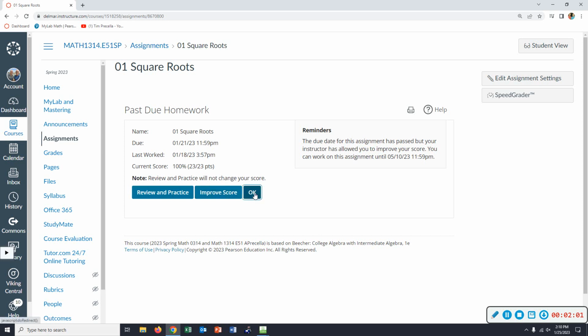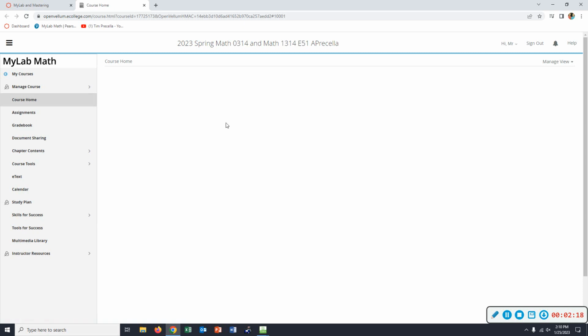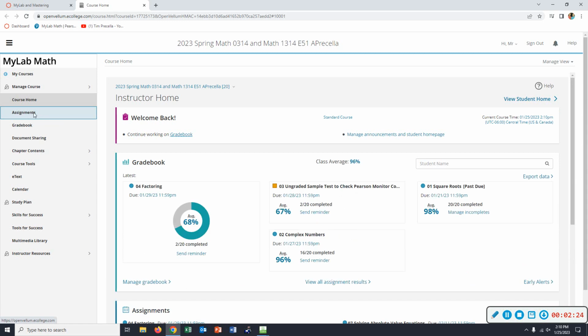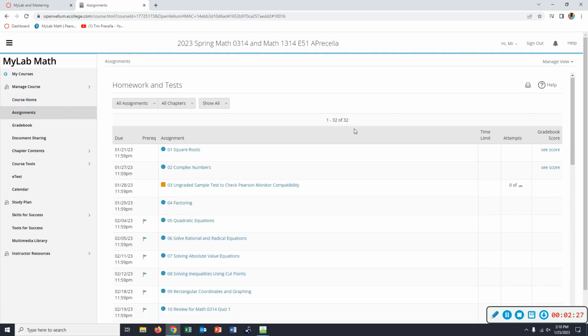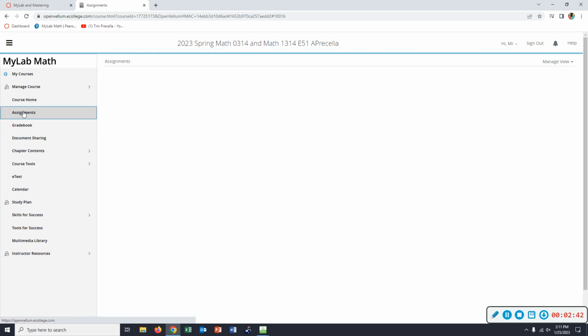Another way you can access all the assignments is, if you click on My Lab and Mastering and open My Lab and Mastering, then you have the Pearson homepage, which lists assignments and has a grade book. That was the instructor screen there, so your assignments would look something like this, and you can always click on whichever one you're trying to work on. Again, review and practice or improve your score.